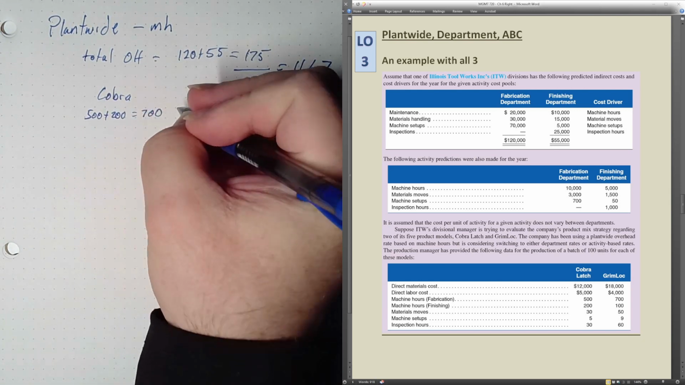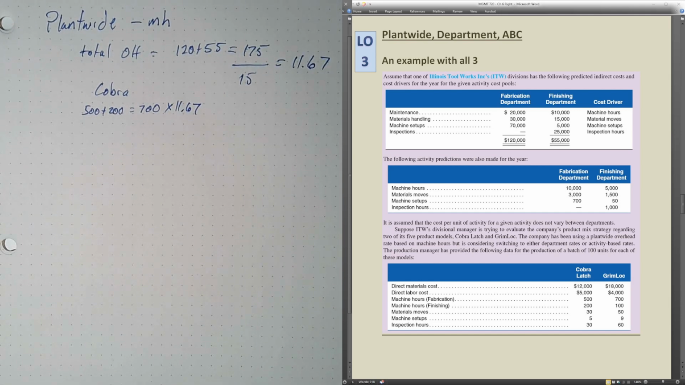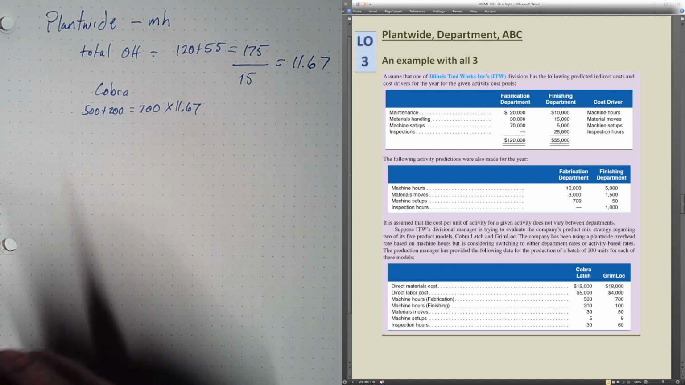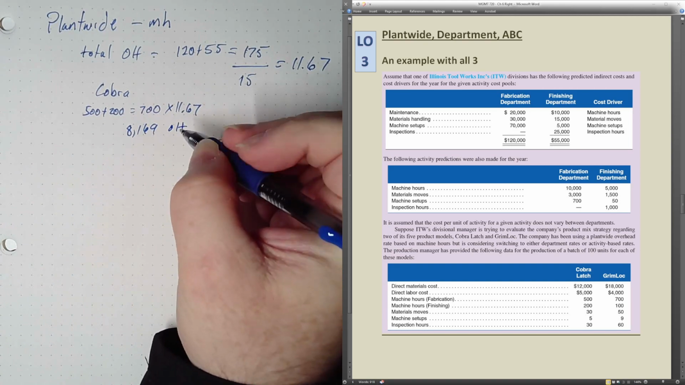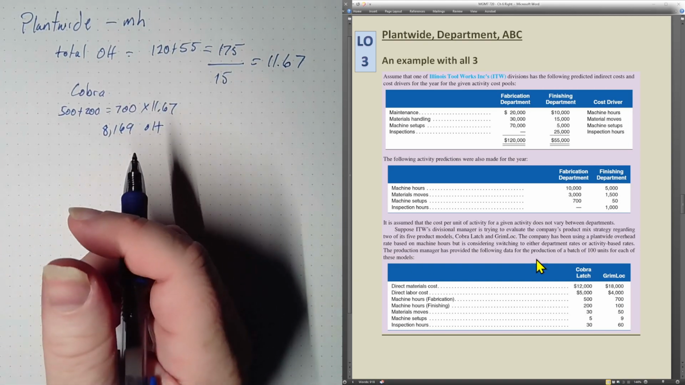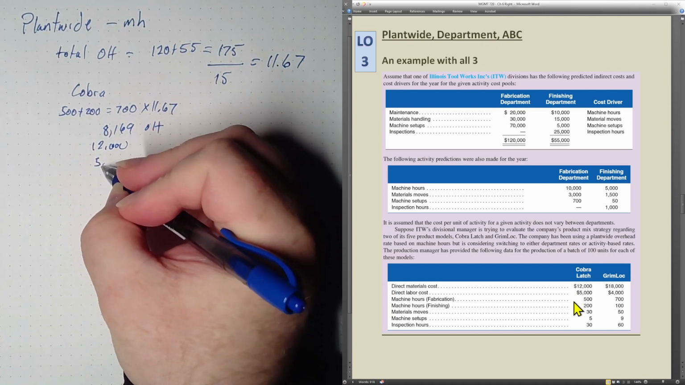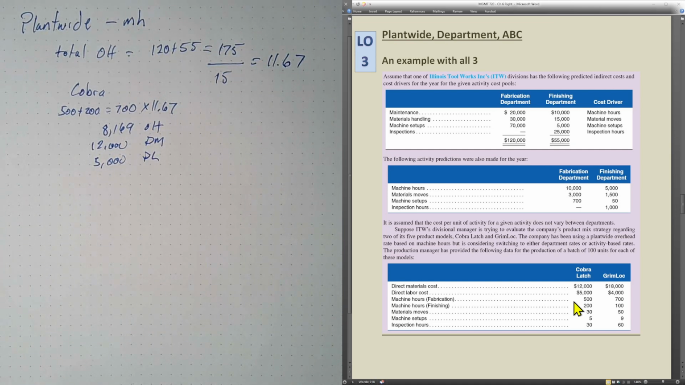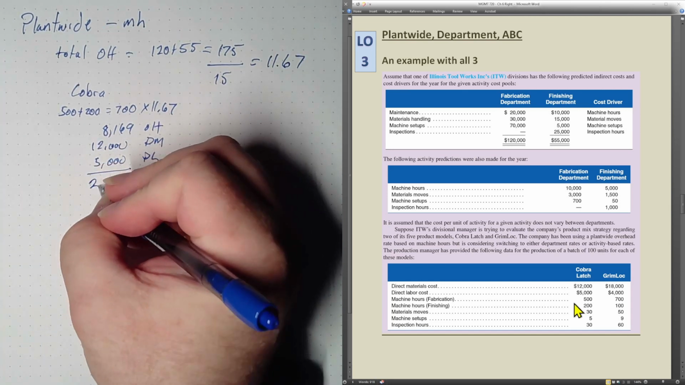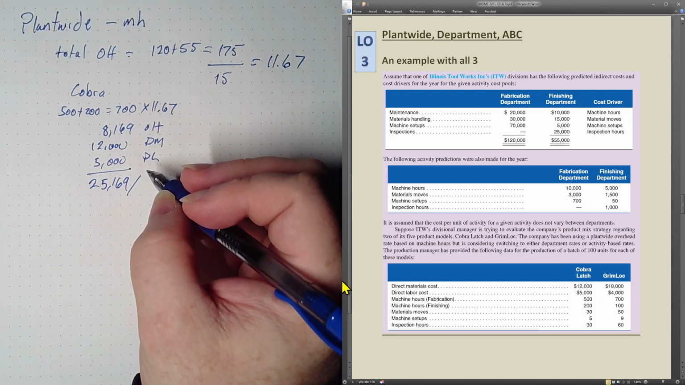$700 times 11.67 equals 8,169. But remember, this is just the overhead costs. We also have to add in 12,000 for the direct materials and 5,000 for the direct labor. So those together are going to be plus 17,000. So it's going to be 25,169. And it says here we do them in batches of 100 units.